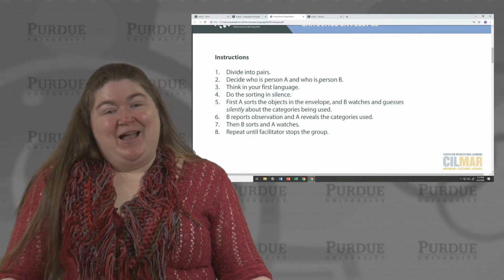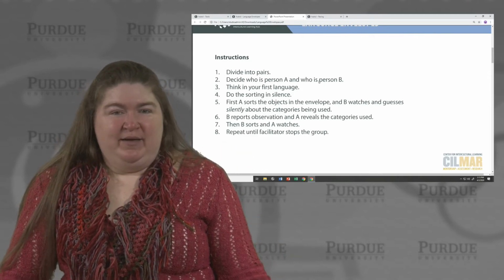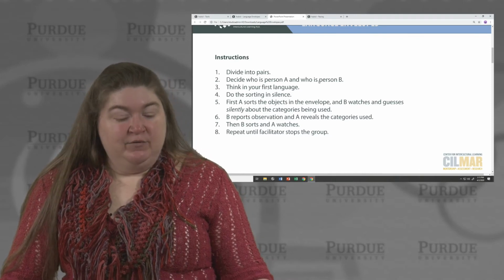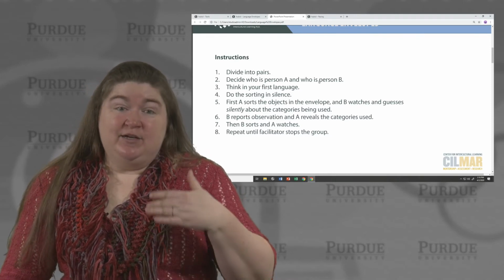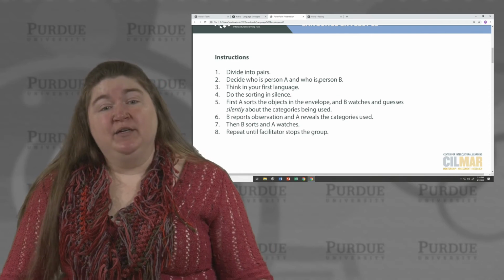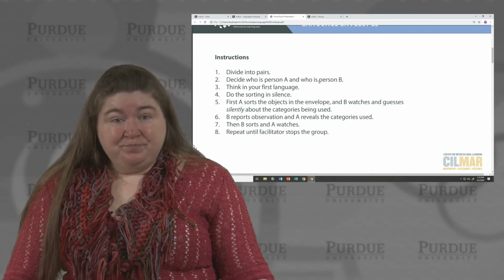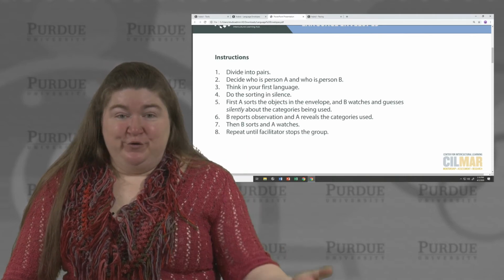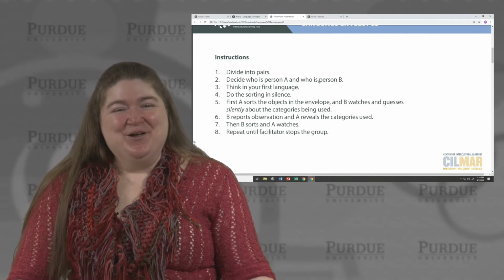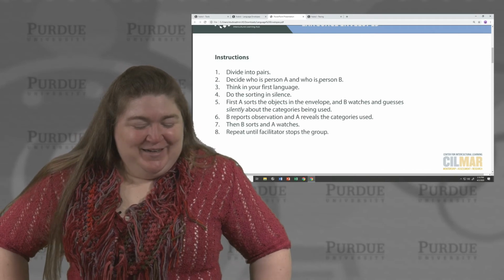So after a certain amount of time, you can ring a bell or make any kind of noise to signal the end of the round. And then the person who's guessing needs to actually articulate and voice to the other person, here's what I think you did. Here's what I think the categories that you used are. And that person will either confirm or deny whether that person was right.